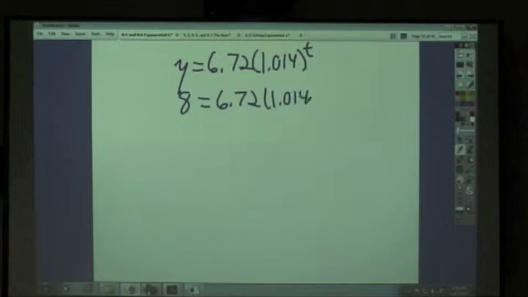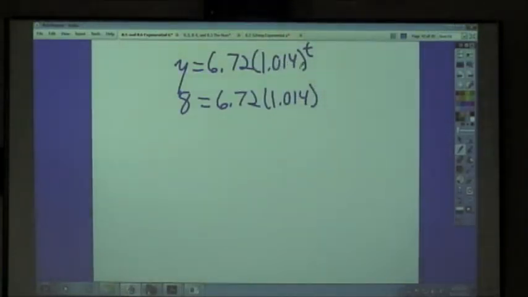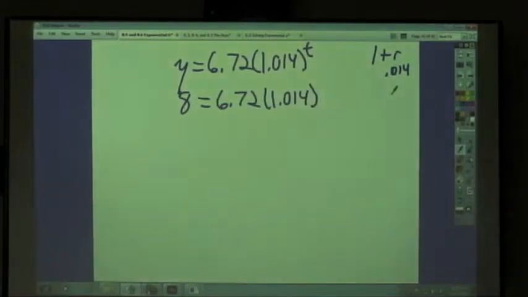Notice that the population is growing by about 1.4%. Remember, if you take that 1 plus the rate here would be 0.014. Move that decimal place, 1.4%. There's your little bit of extra review there for your test.